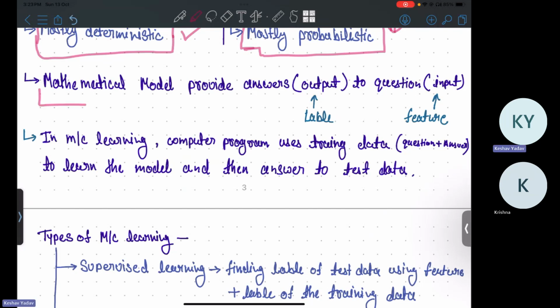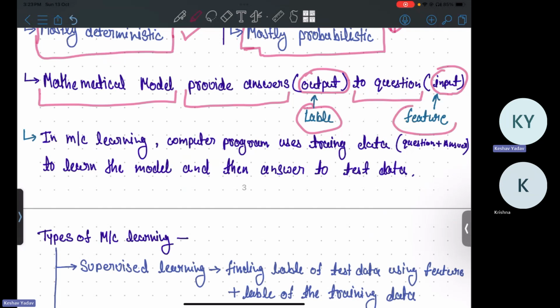So what does a mathematical model do? A mathematical model provides an answer to a question. The answer is the output and the question is the input. In machine learning, the output is called the label and the input is called the feature.